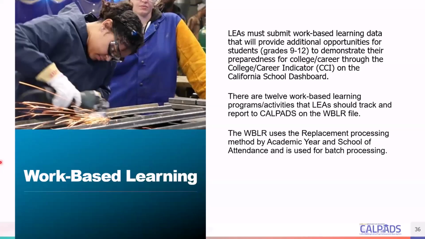This data feeds directly into the college and career indicator on the California School Dashboard. And there are 12 work-based learning programs and activities that LEAs should track and report to CALPADS in the work-based learning file. These are very specific and they're defined in the CALPADS code sets document, and we'll cover the 12 programs in a couple of slides. The work-based learning file uses replacement processing with the operational keys of academic year and school of attendance in batch processing.